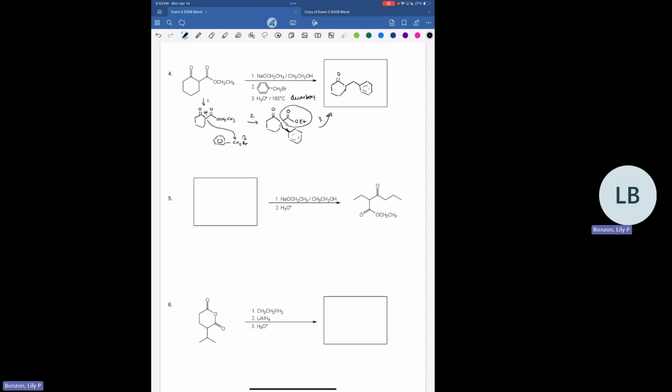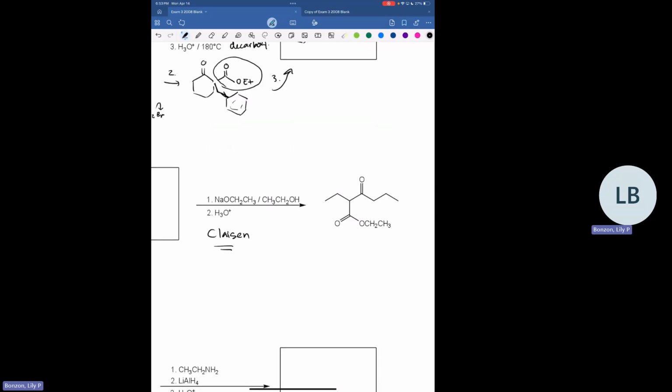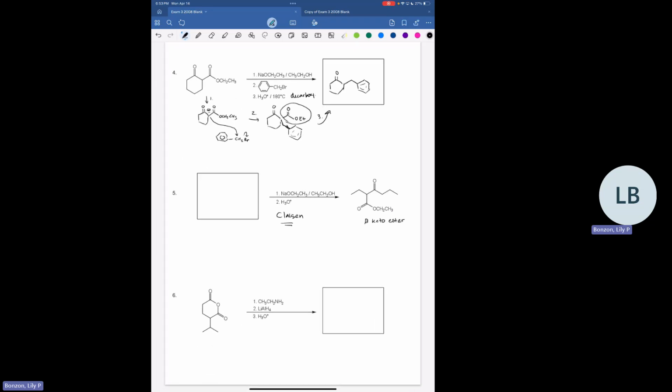Okay, so for this next one, it's kind of like another retrosynthesis. So I think this one is also not going to be covered on exam 3. I think this is Claisen. Dr. Bean told me that y'all weren't going to be covering Claisen for this exam, but again, I'll just do it for your final. So we have formed a beta keto ester. And so Claisen is really good at making beta keto esters.